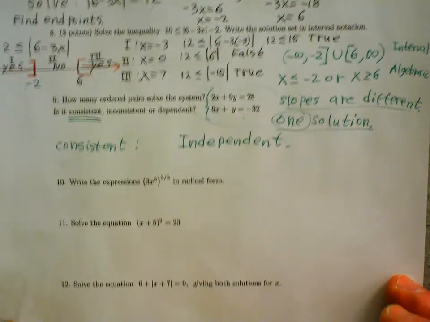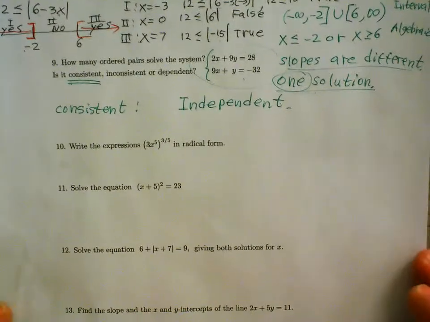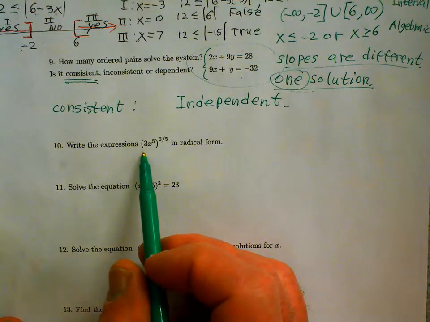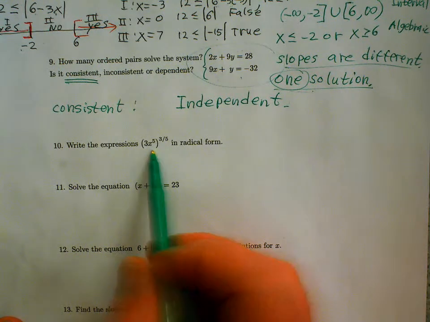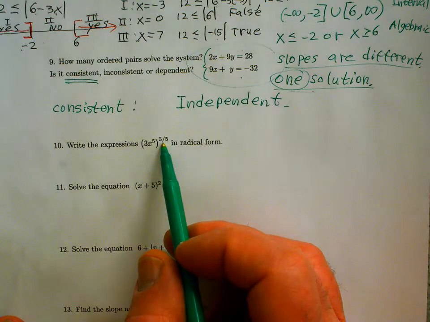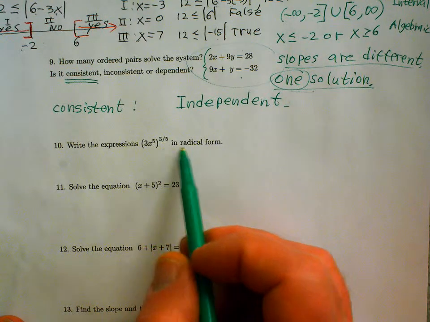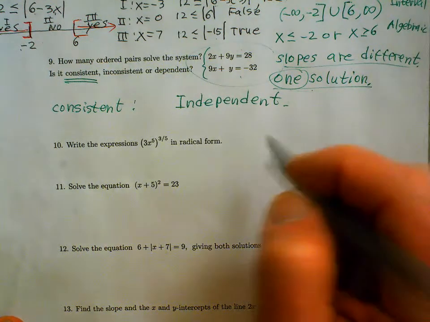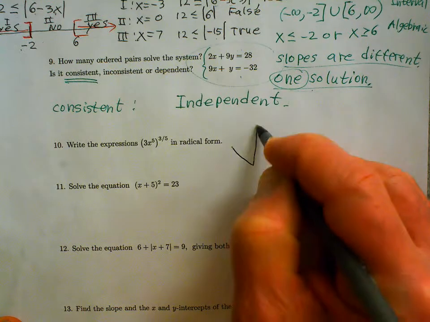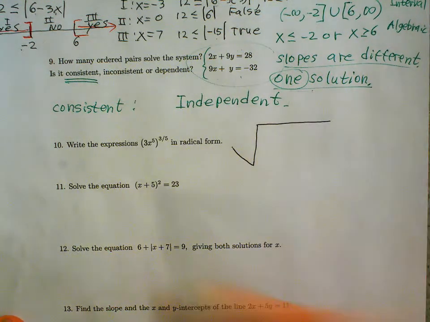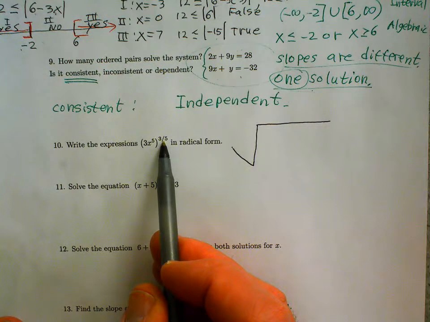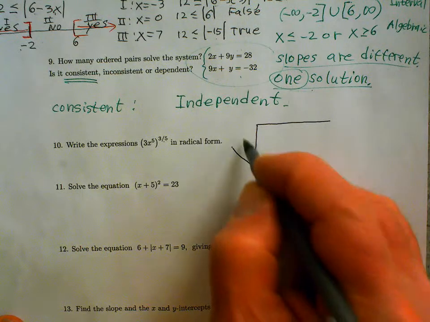Okay, let's look at number 10. We can find the answer to number 10 pretty quickly. Write the expression 3x to the fifth to the exponent 3/5 in radical form. Okay, so we need a radical. The denominator of the exponent is 5, so that means the index of the radical is 5.